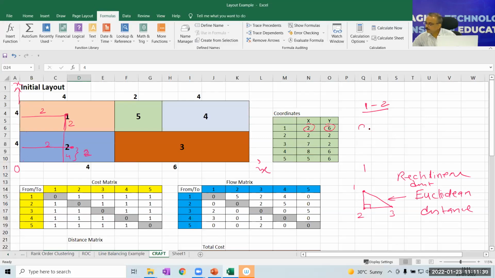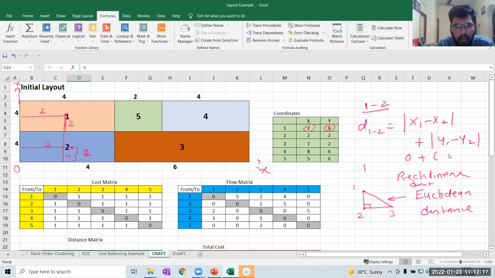The distance between 1 and 2 will be mod of x1 minus x2 plus y1 minus y2. So what will be x1 minus x2? 2 minus 2, this is 0, plus y1 minus y2 will be 6 minus 2. And you have to take a mod value, that means you only consider the positive value. So the distance between 1 and 2 will be 4.